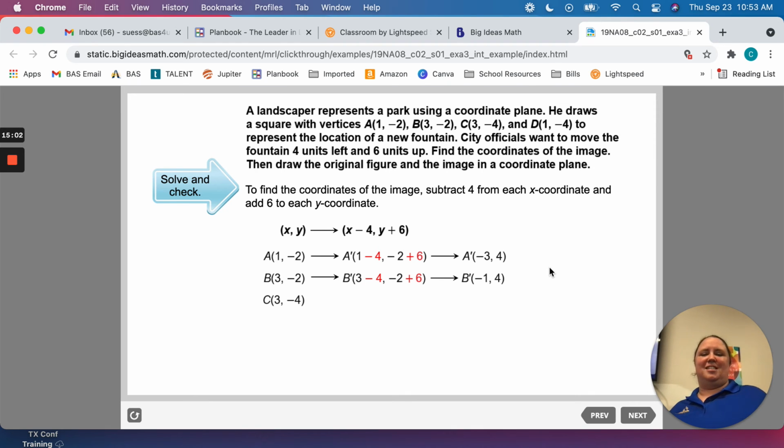Okay, the C value is at 3, -4. I'm still doing the same thing. I'm taking my X value, subtracting 4, and my Y value, adding 6. What is the X value for my new C, Elena? -1. And what is the Y value, Josh? 2, I believe. That was stressful. So my new C coordinate is at -1, 2. Comprende? Sí, comprendo. Very good.